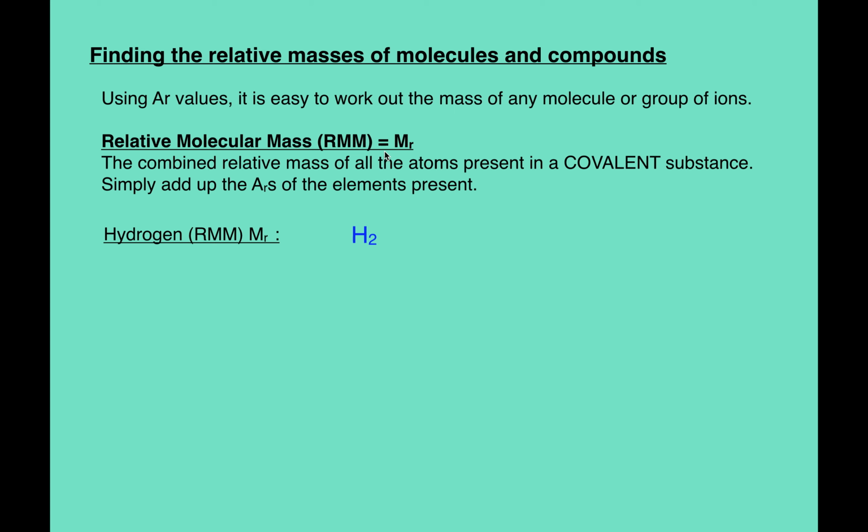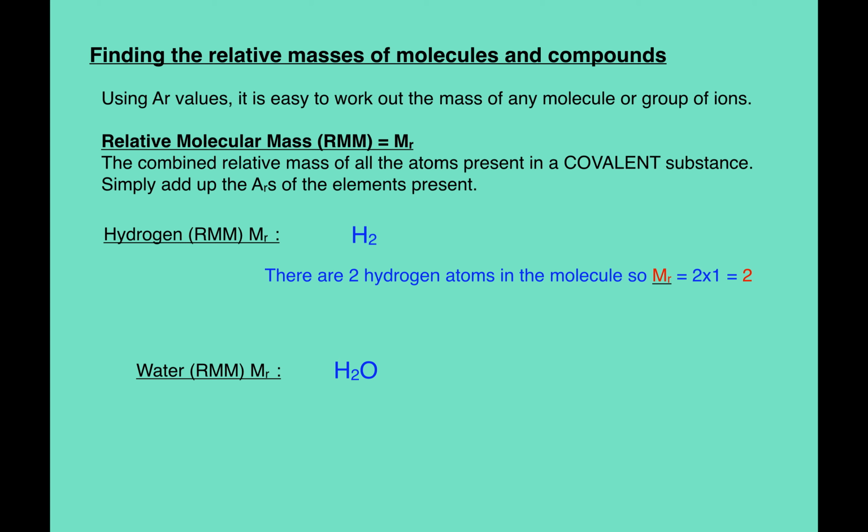Hydrogen, for example. Hydrogen is H2, as you know. Because there are 2 hydrogen atoms per molecule, the Mr, because it's a molecule, it's a molecular mass, so the relative molecular mass, Mr, is 2 times 1, 2. No units because it's a relative mass. So we've just added 1 plus 1 and we've got 2, luckily.